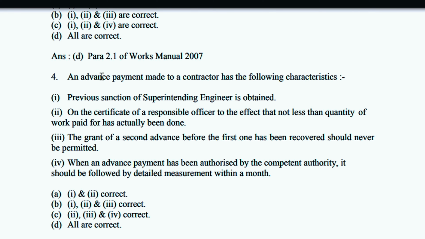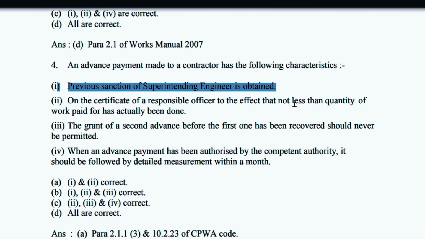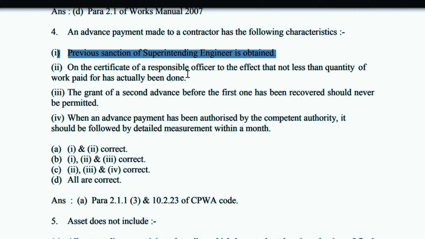Serial number 4. An advance payment made to a contractor has the following characteristic. Previous sanction of the superintending engineer is obtained on the certificate of a responsible officer to the effect that not less than quantity of work paid for has actually been done. So here answer is D, 1 and 2. Correct.